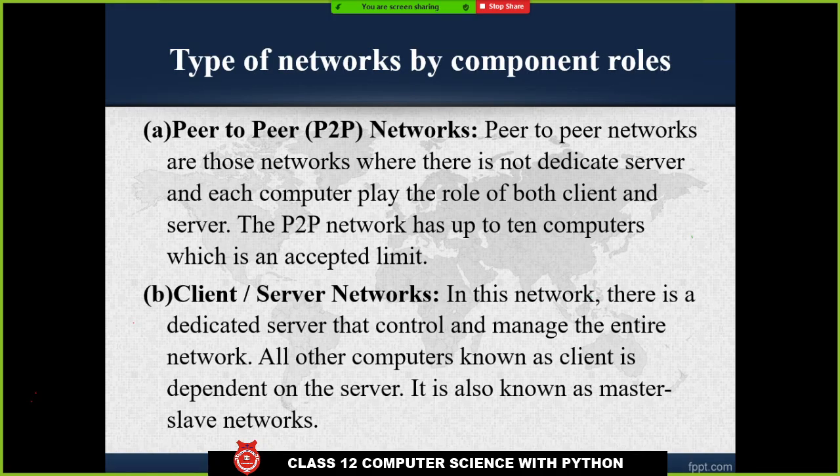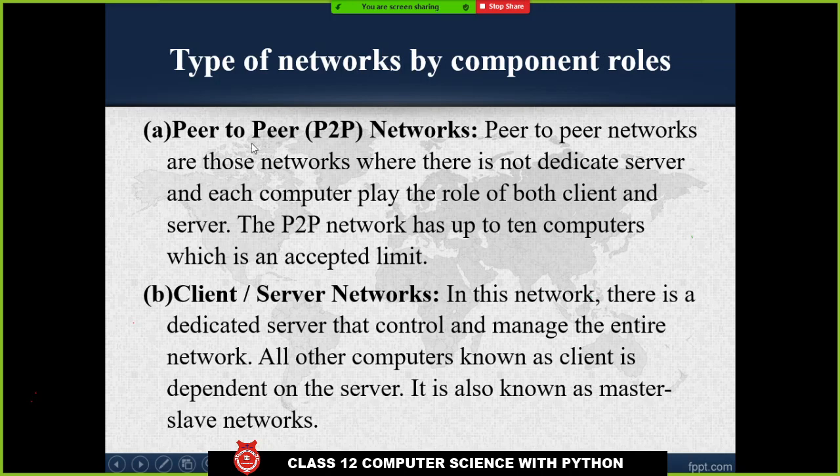So LAN, MAN, WAN is a classification based on physical distance. We can also classify networks based on component roles. Based on the component roles, a network can be of two types.